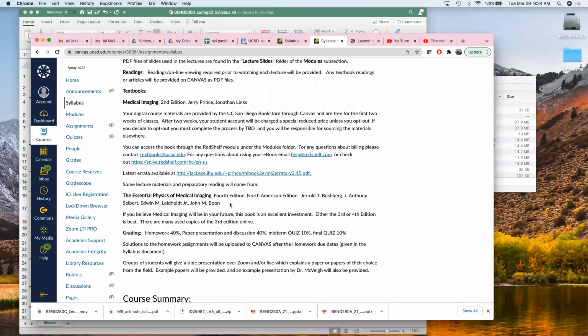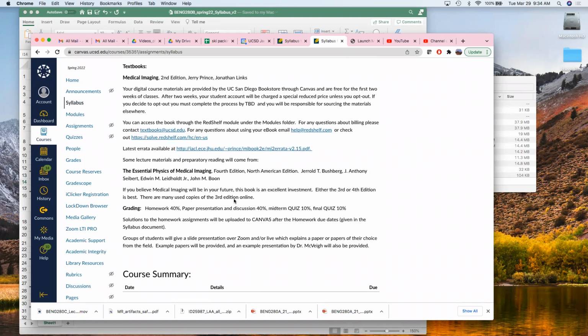So those are the primary sources for the material in the course. This says 4th edition. The 3rd edition is fine. It's just as good. You know, the principles haven't changed much over that time.